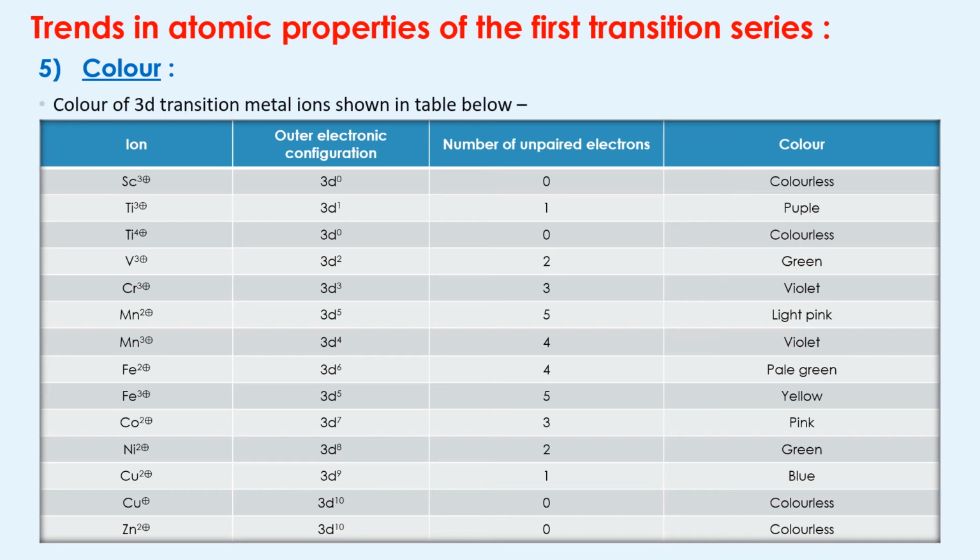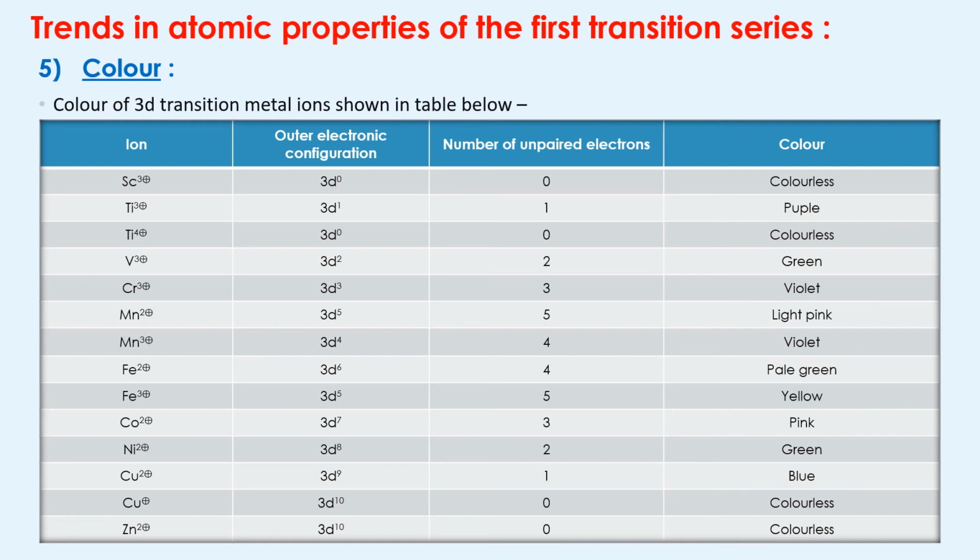Okay. Similarly, when you have 1 unpaired electron, for titanium it is purple in color. Similarly, with 1 unpaired electron for copper, it is blue in color. Okay, next, when the number of unpaired electrons is 2, vanadium in the 3+ oxidation state has a green color. Similarly, nickel in the +2 oxidation state has the same number of electrons as vanadium, so the color will be the same, green. Now for chromium in 3+, the number of unpaired electrons will be 3, so its color will be violet.